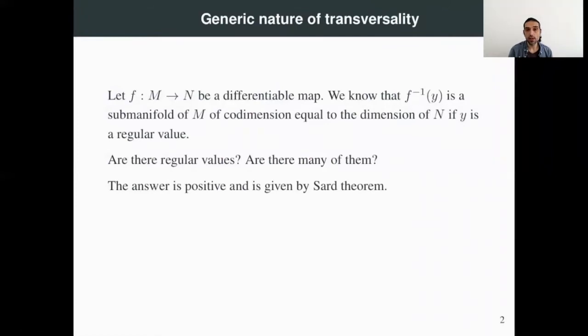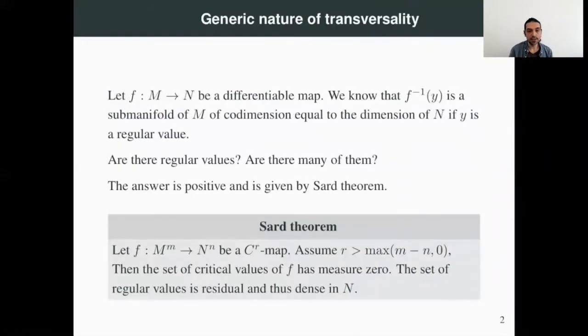The answer to these questions is positive and is given by Sard's theorem. It says that if we have a C^r map F between two manifolds M and N, and we assume that r is greater than the maximum of m minus n and 0, then the set of critical values of such a map has measure 0. And the set of regular values is going to be residual and thus dense in the target manifold. Let us now explain the components, the ingredients of this result.